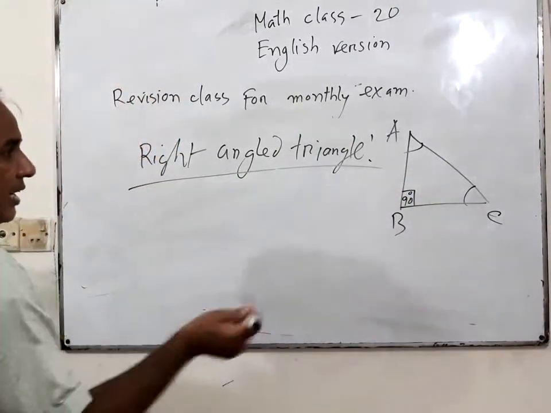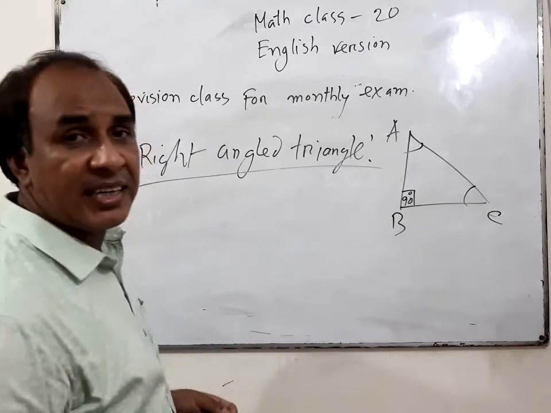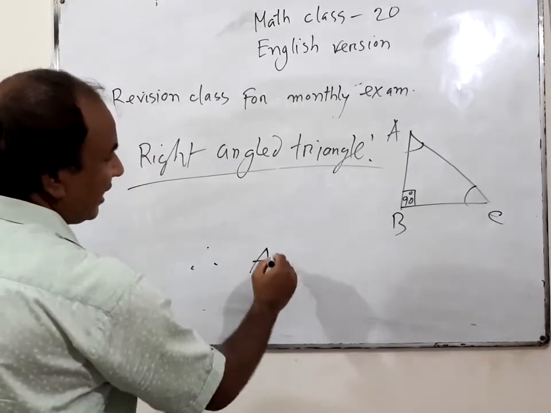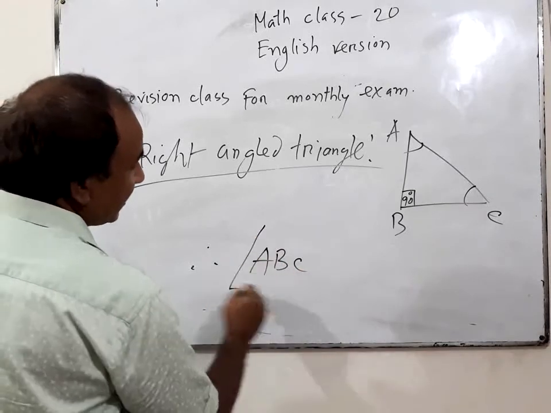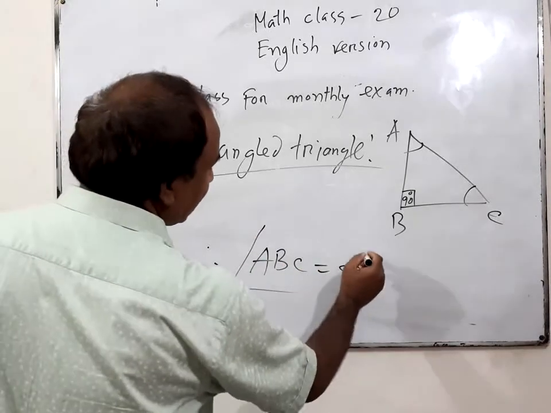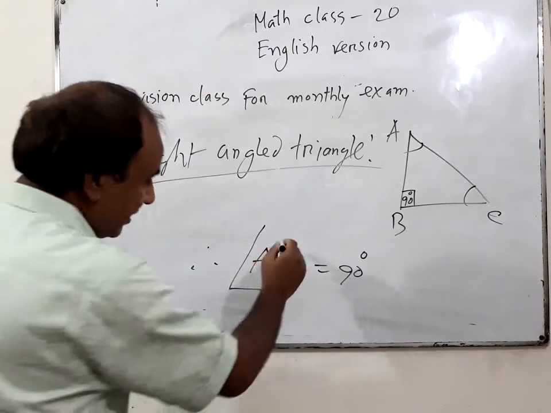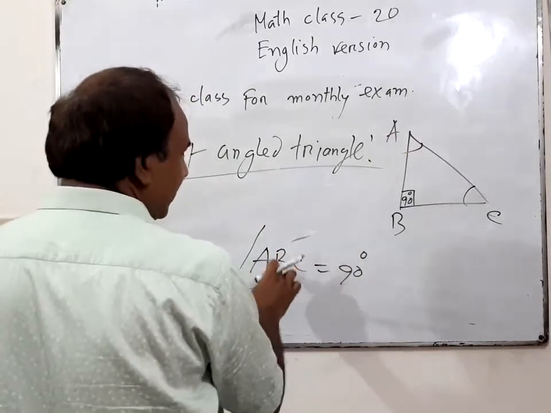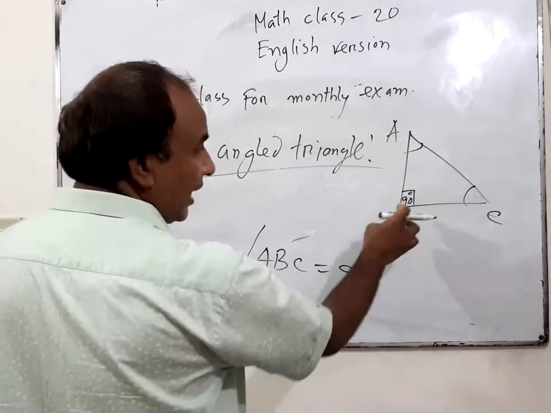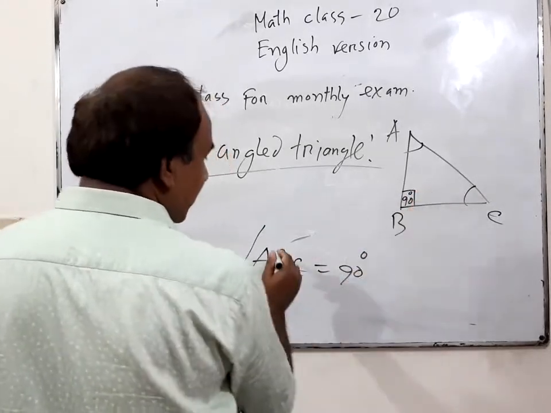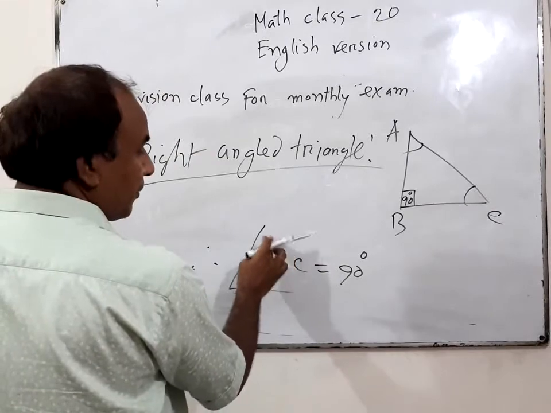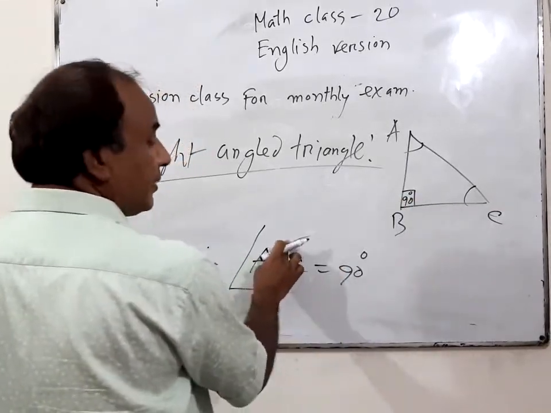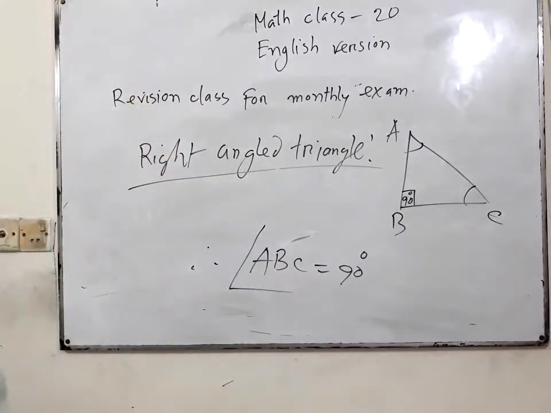In the above figure, ABC is a right angle triangle. So angle ABC is equal to 90 degree. We know A is a point, B is a point, C is a point. So the right angle is at the middle point. So ABC means at the point B is the right angle, 90 degree.